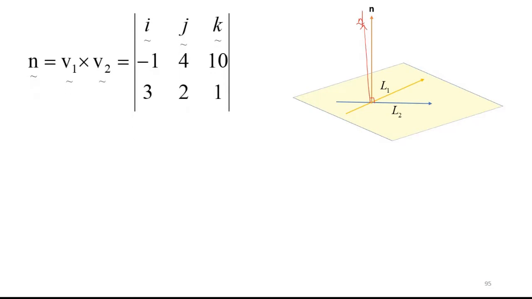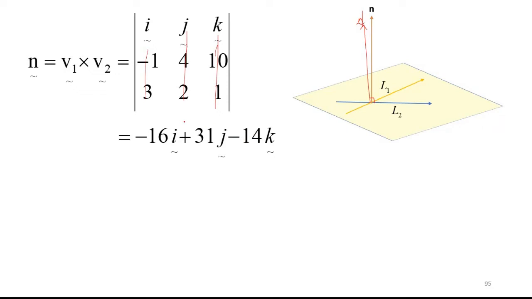So, we cross negative 1, 4, 10 and 3, 2, 1. Okay, same as before. For i, we cover this one, we get 4 minus 20. This one, we get negative 1 minus 30. And this one, we get negative 2 minus 12. And remember, the sign for i is positive, the sign for j is negative, and the sign for k is positive. So, you will get negative 16i plus 31j minus 14k.